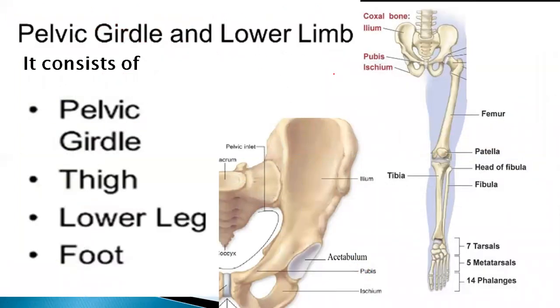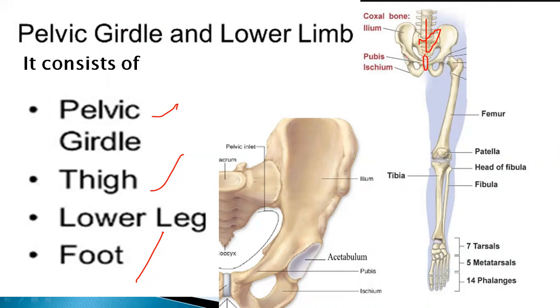Now we'll see pectoral, pelvic girdle and lower limb. It consists of pelvic girdle, thighs, lower leg, and foot. So we will see here, this is actually the structure of pelvic girdle. You can see here this large blade-like bone on both of the sides, that is ilium. Here inside, that is vertebrae. There are 5 fused sacral vertebrae, and these are 4 fused coccygeal vertebrae.